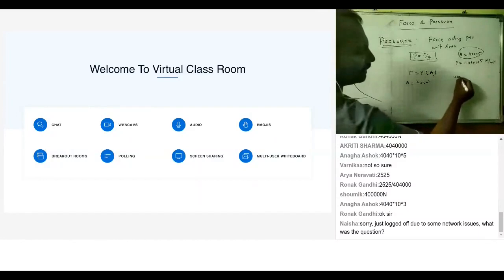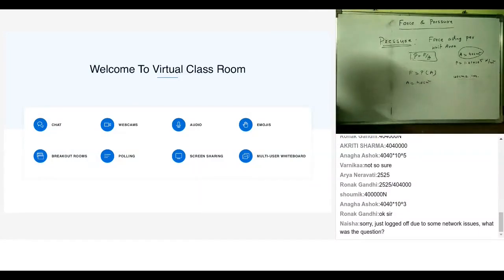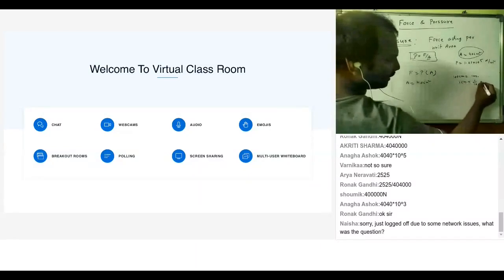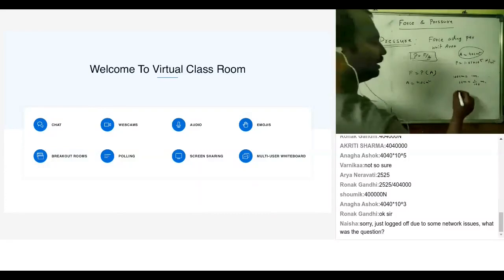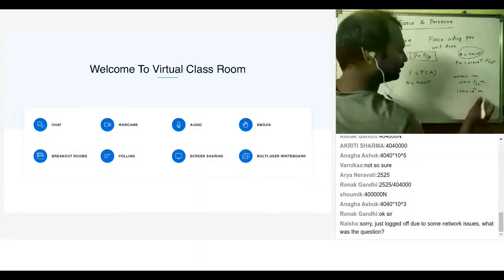We know 100 centimeter is equal to how much? 1 meter. All of us know that, right? So what is 1 centimeter equal to? Can I write 1 by 100 meter? Okay, so I'll write it in a more convenient way, 10 power minus 2 meter.